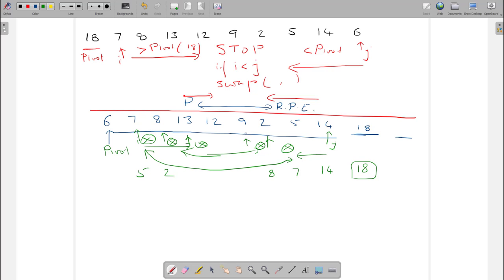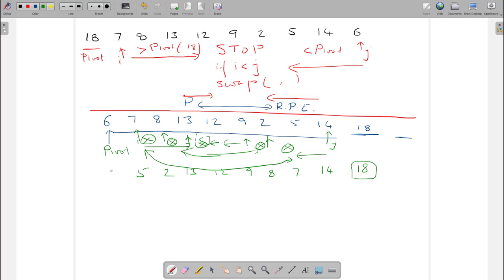Is 9 smaller than 6? It is not. So we go further. Is 12 lesser than 6? It is not. So we go further down. How about 13? Oh, here I is, and in this position I is less than j. So they have crossed each other. So we cannot do anything more. So we write 13, we write 12 and 9 over here. And we have the pivot element 6.